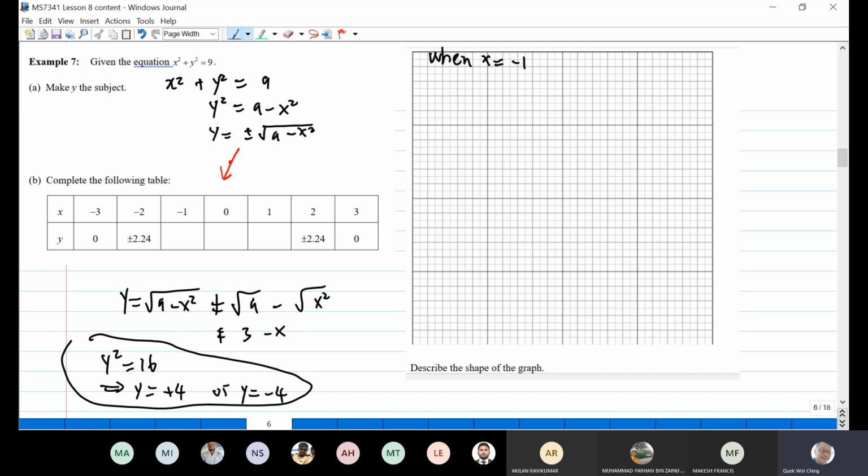So this is the same thing. You want to find what is y, take the square root. Then there are two possible answers. For example, if y square is 16, what is y? So just take a square root will do. Okay, this is how you solve the equation.